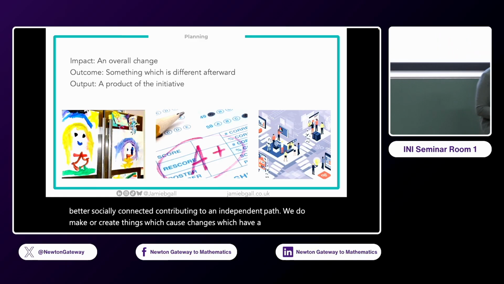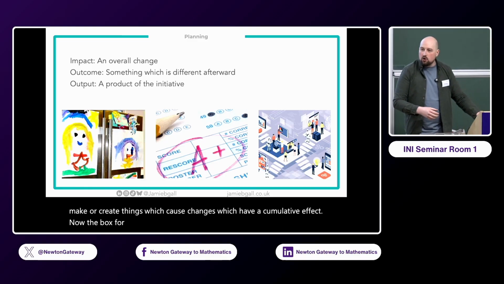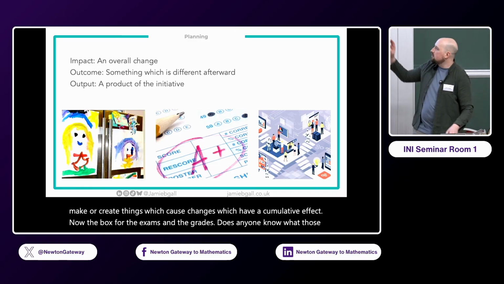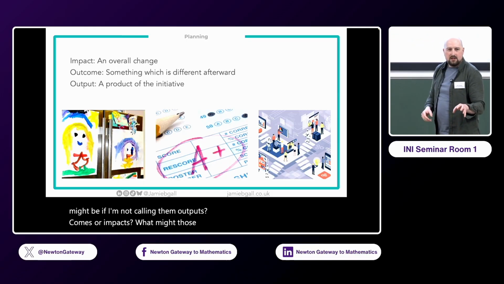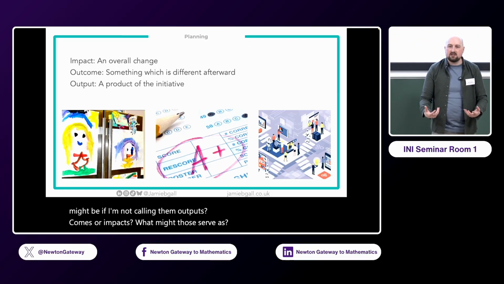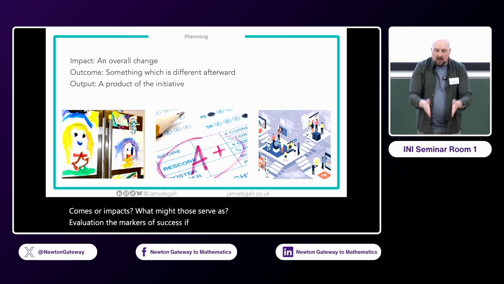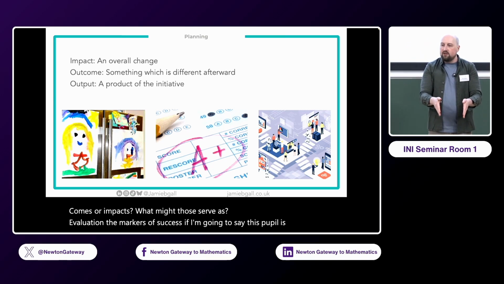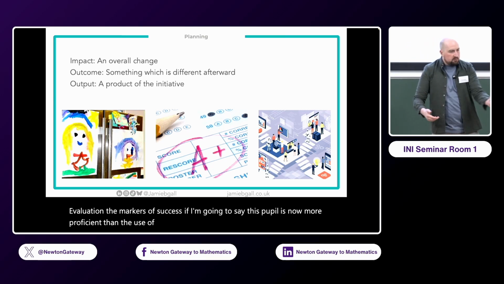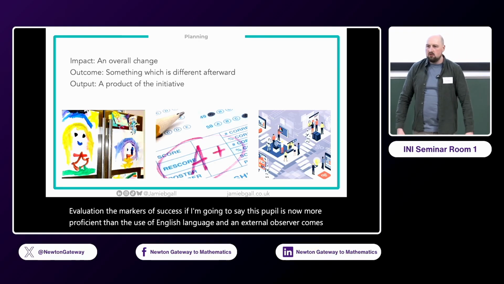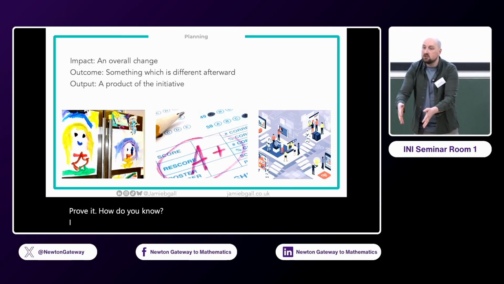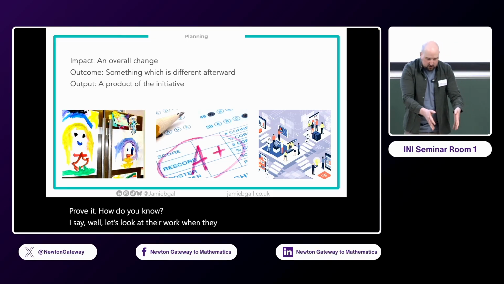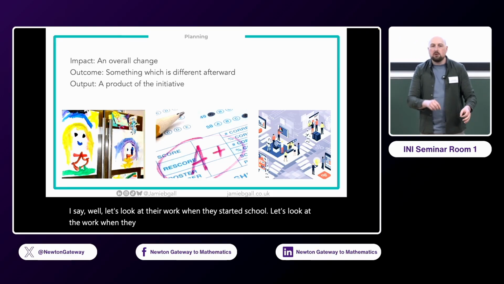Now the box with the exams and the grades, does anyone know what those might be? If I'm not calling them outputs, outcomes or impacts, what might those serve as? Evaluation, the markers of success. If I'm going to say this pupil is now more proficient in the use of English language, and an external observer comes and says, prove it, how do you know? I say, well, let's look at their work when they started school. Let's look at the work when they finished school and show there's a demonstrable improvement.